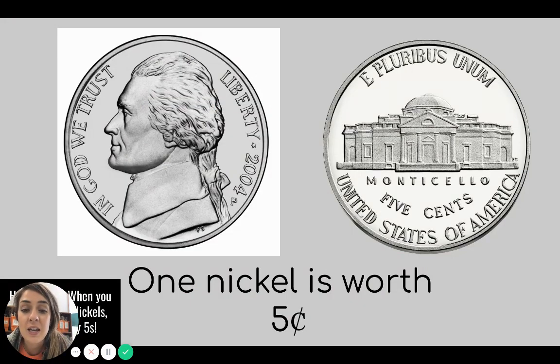Then the nickel. 1 nickel is worth 5 cents. On the front of a nickel is Thomas Jefferson, and on the back of a nickel is Monticello, his mansion home that he used to live in. It also says 5 cents on the back. Now, when we count nickels, we count by 5. So count with me to $1 by 5s. Ready? 5, 10, 15, 20, 25, 30, 35, 40, 45, 50, 55, 60, 65, 70, 75, 80, 85, 90, 95, $1. There are 20 nickels in $1.